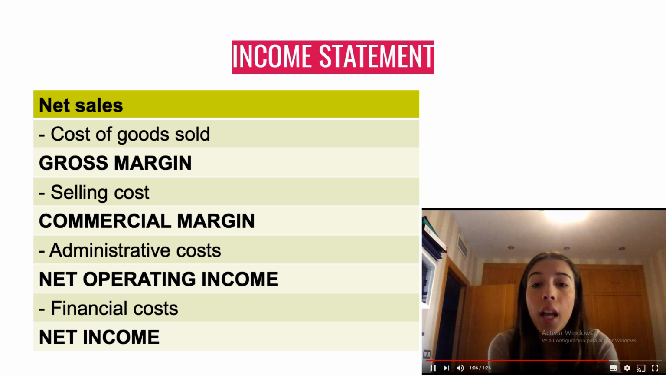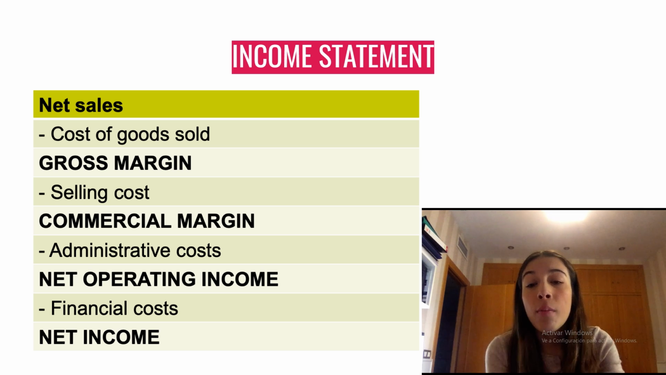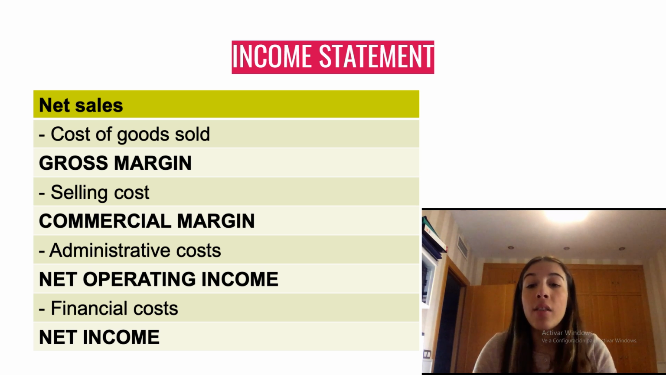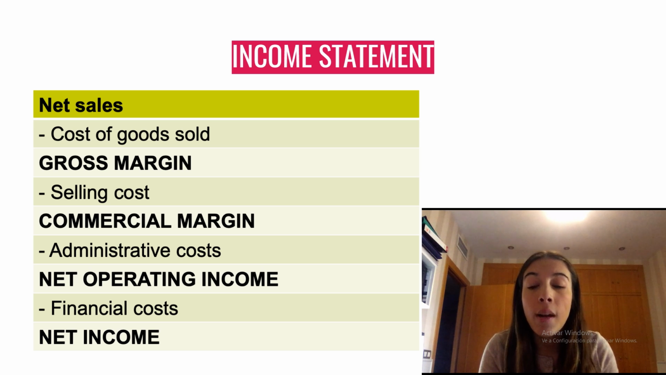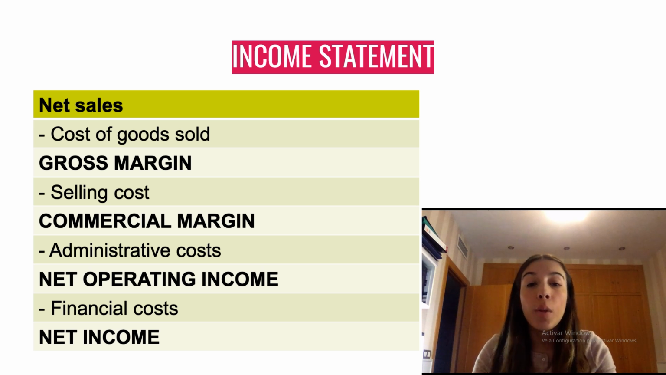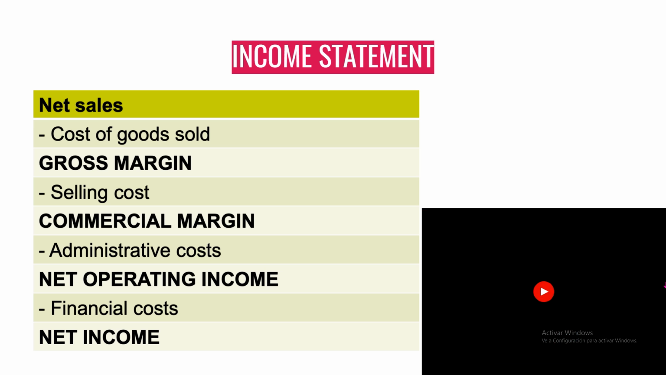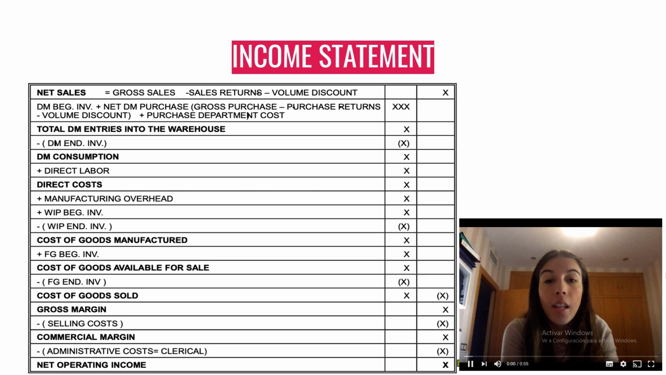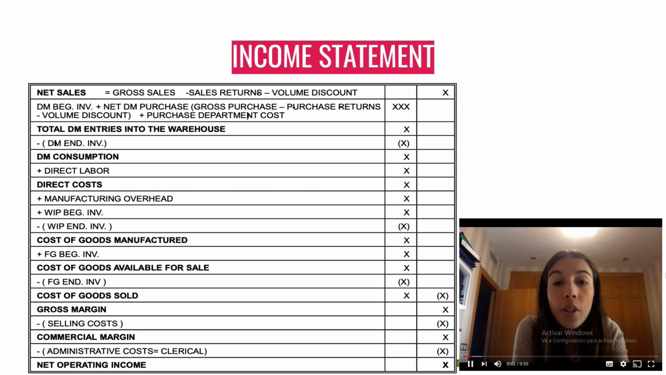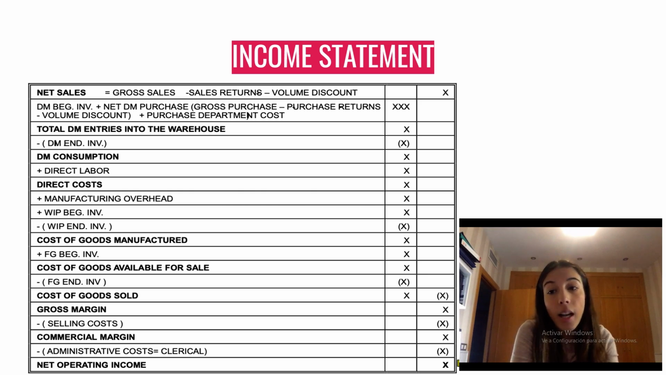So here we have the income statement, the most reduced table, which will have net sales, cost of goods sold, gross margin, and then minus the selling cost, we obtain the commercial margin, minus the administrative and financial cost, we obtain then the result we want, which is the net income. Then in the following table, we have a more developed one, which is the same as the other one, but just more developed, and the final result is the one we want, which is the net operating income.